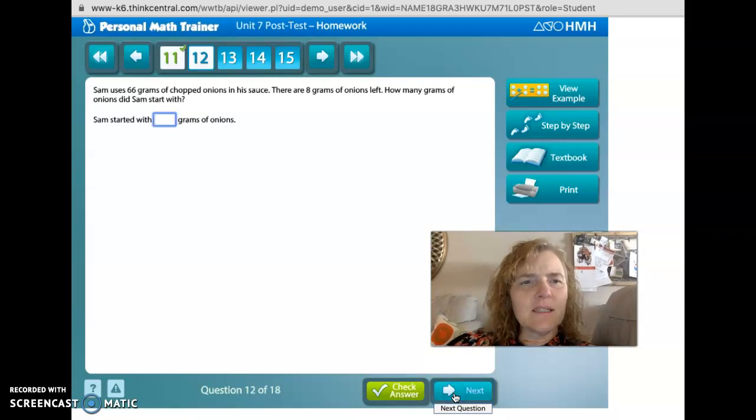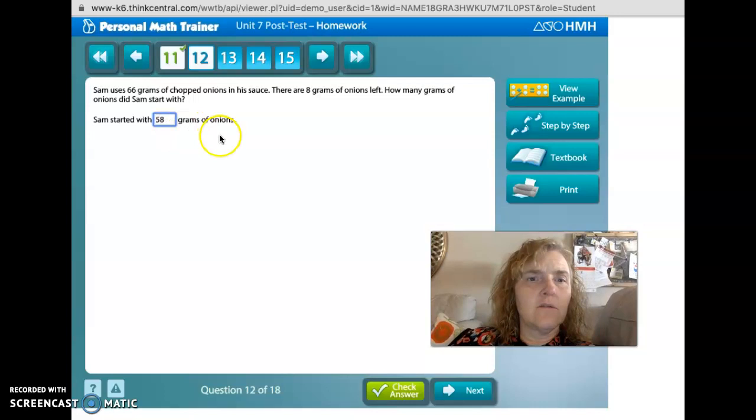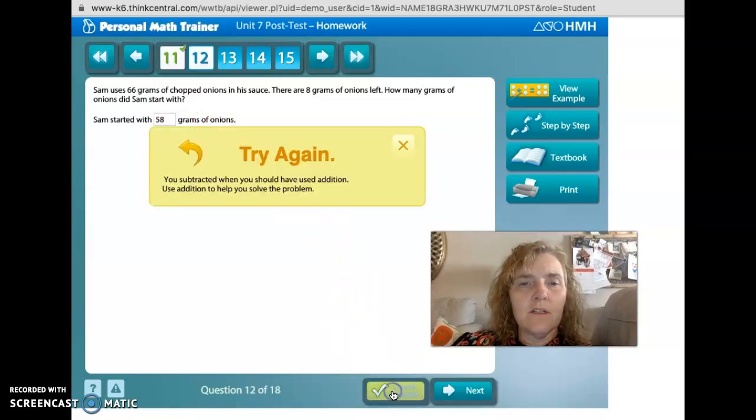Sam uses 66 grams of chopped onions in his sauce. There are 8 grams of onions left. How many grams did he start with? I would have put all the onions in, just saying. But 66 grams minus 8 would be 58 grams of onions. Check her.